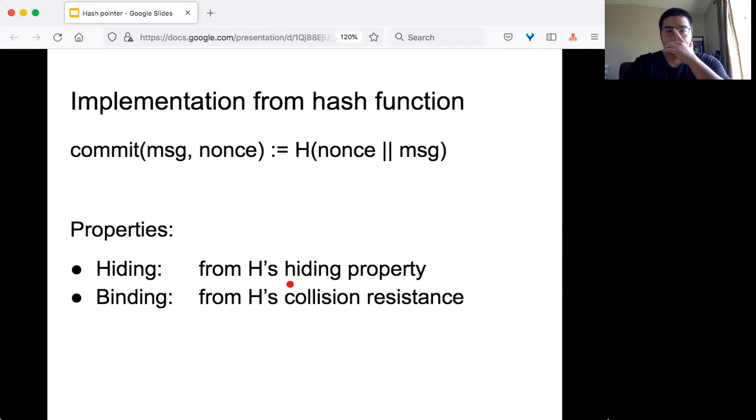Then in terms of hash function, actually it's very simple. You just put the nonce and the message together and then hash it, and that would be your commitment. So why does this simple scheme provide desirable properties? Because it has the hiding property, directly from the hash function's hiding property, and binding is actually just a rewording of the collision resistance. Okay, so that's the second application, and later on we will see why it's useful inside Bitcoin.